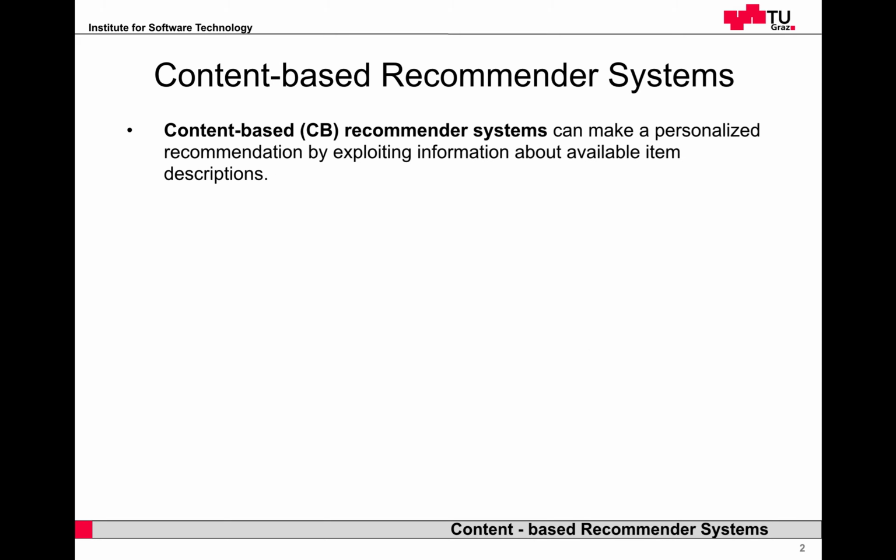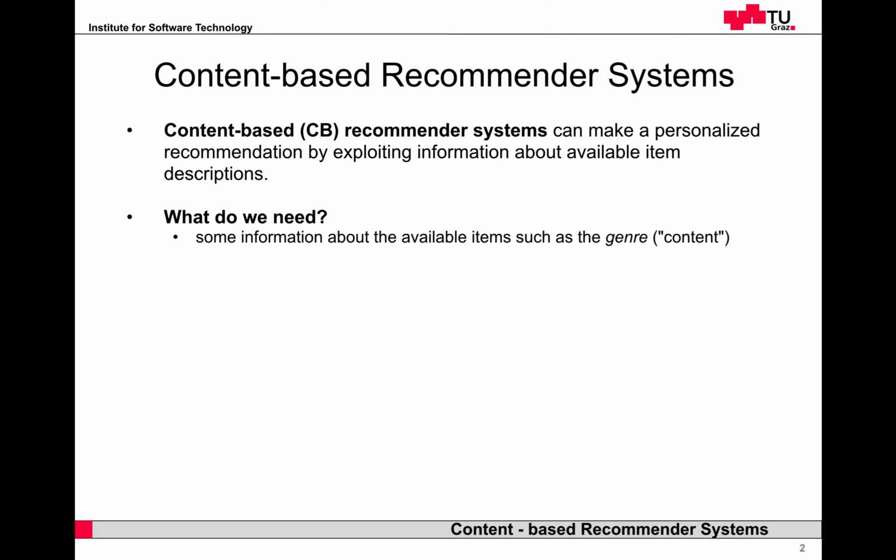Content-based recommender systems can be used to make personalized recommendations to users by exploiting information about available item descriptions. In order to generate a recommendation, the question here is, which information do we need? First, we need some information about the available items. For instance, in the movie domain, we need some information describing a movie, such as genre or director.